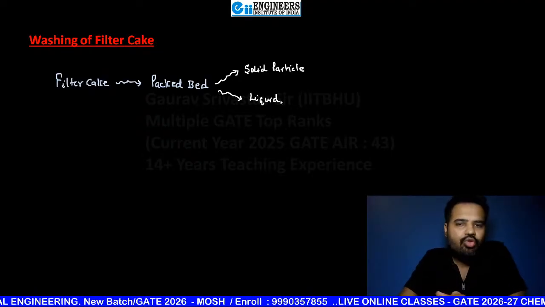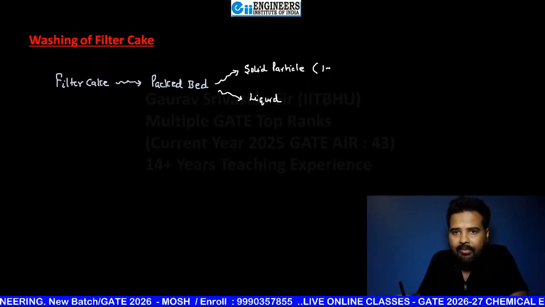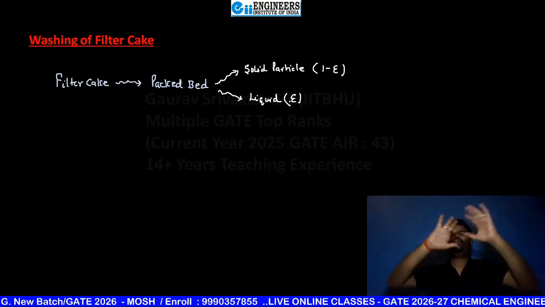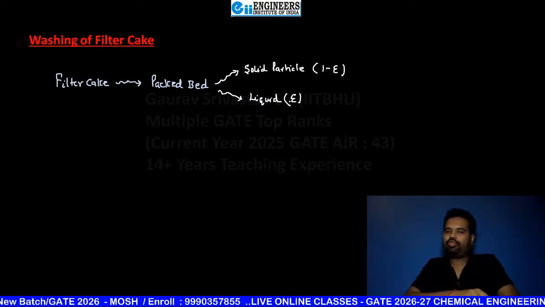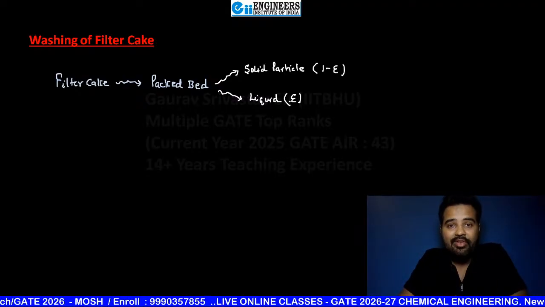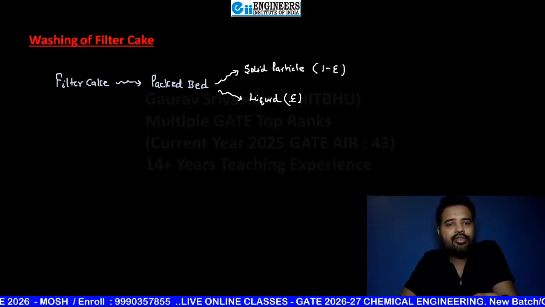And mathematically, you know that for solid particles you are going to use the 1 minus epsilon term, because epsilon represents porosity, and porosity is the space available for liquid. That is the fractional porous volume. This is your filter cake.